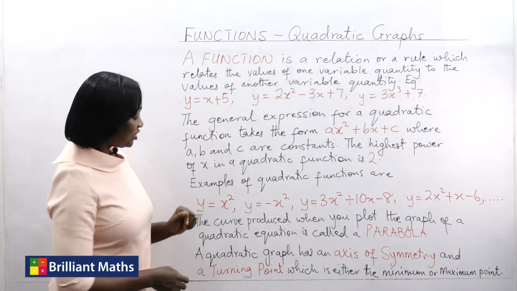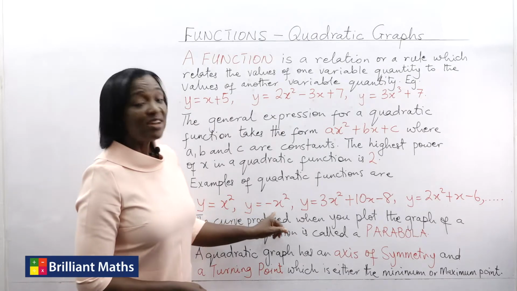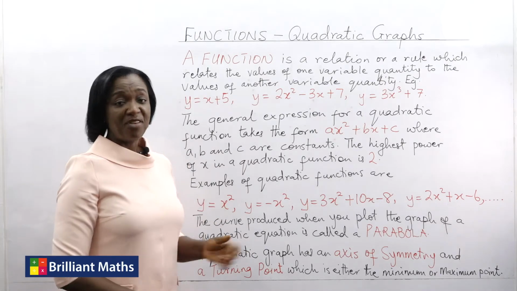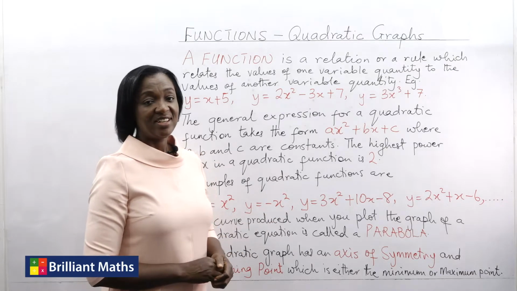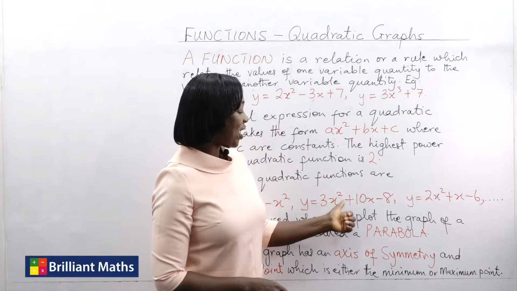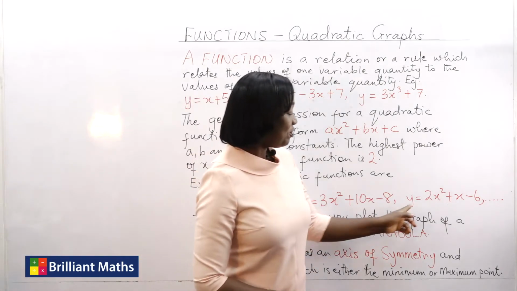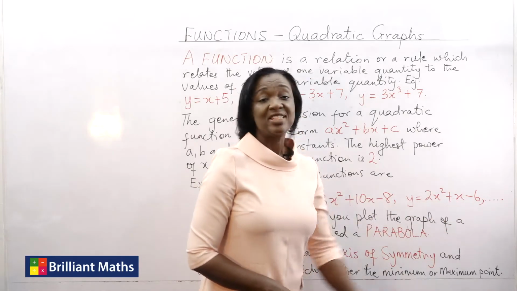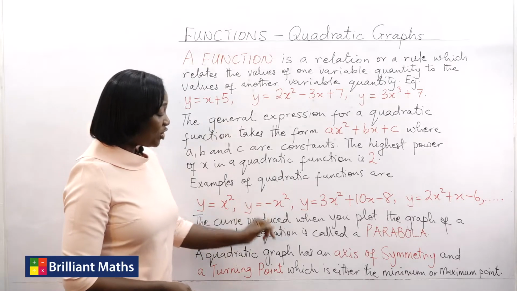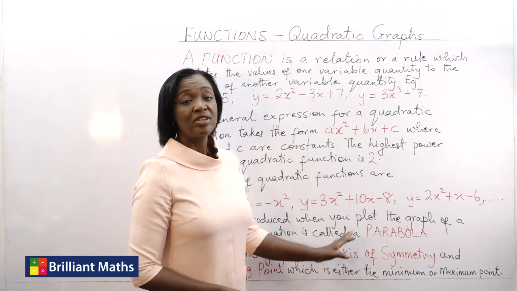Examples of quadratic functions are y is equal to x squared and y is equal to minus x squared. We'll see the difference between the graph of y is equal to x squared and the graph of y is equal to minus x squared. Another example of a quadratic function is y is equal to 3x squared plus 10x minus 8. And yet another example could be y is equal to 2x squared plus x minus 6, and so on. The curve produced when you plot the graph of a quadratic equation is called a parabola.